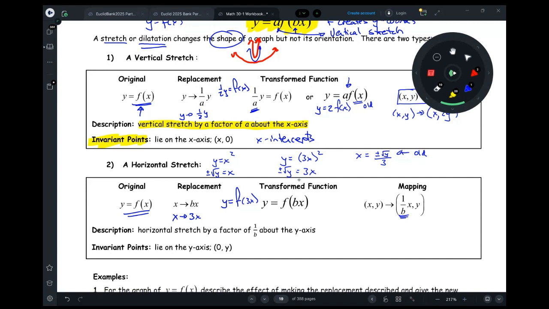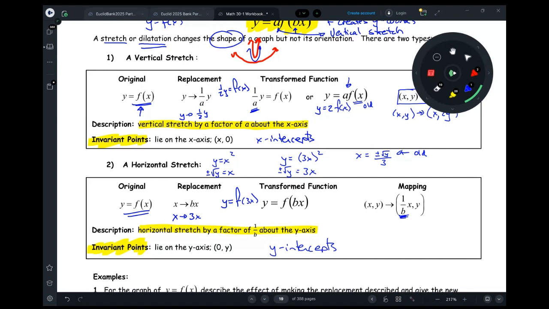Now, just like the vertical one here, the action here comes from multiplying the x coordinate by something. So what's the only value that doesn't change when you multiply it by something? 0. And so my invariant points here are going to be when the x coordinate is 0, and that's going to correspond to your y-intercepts. Okay.